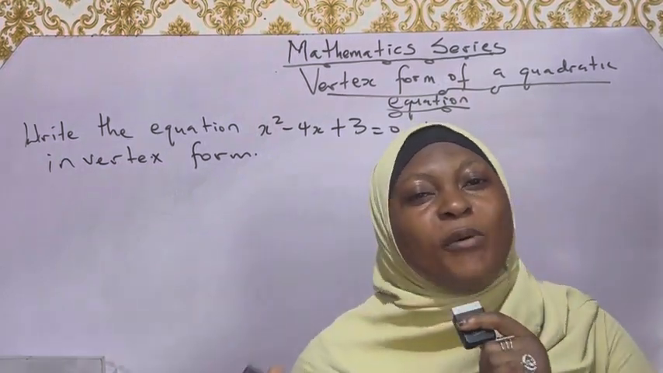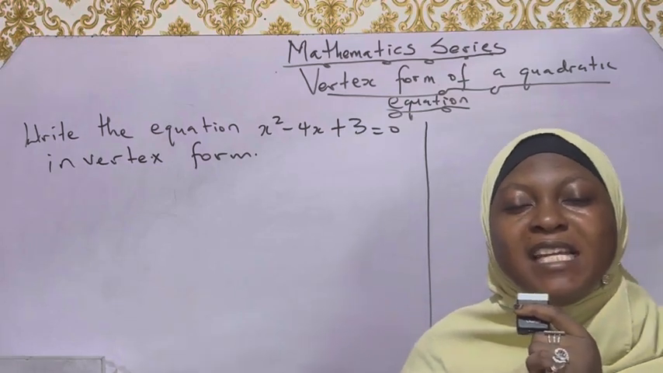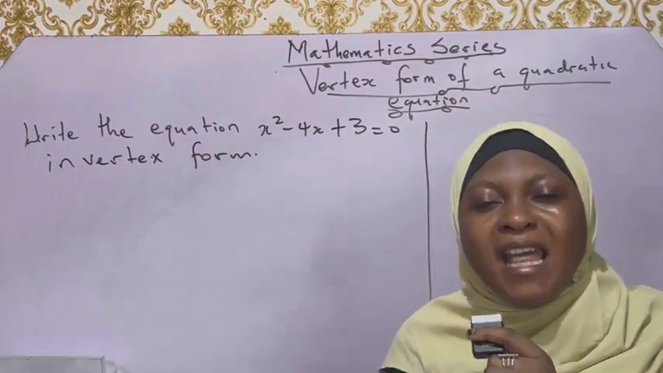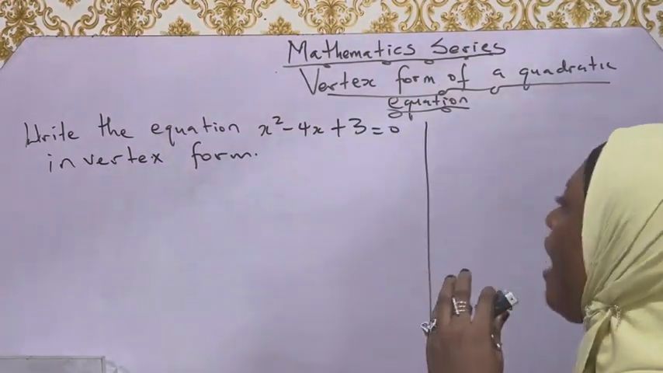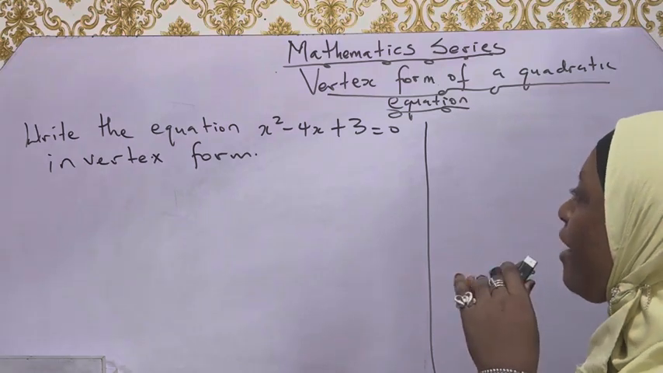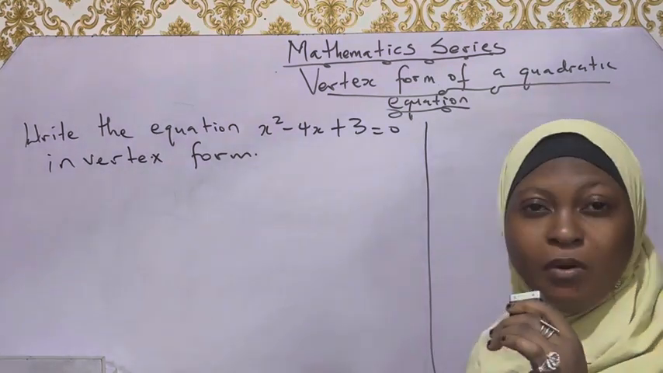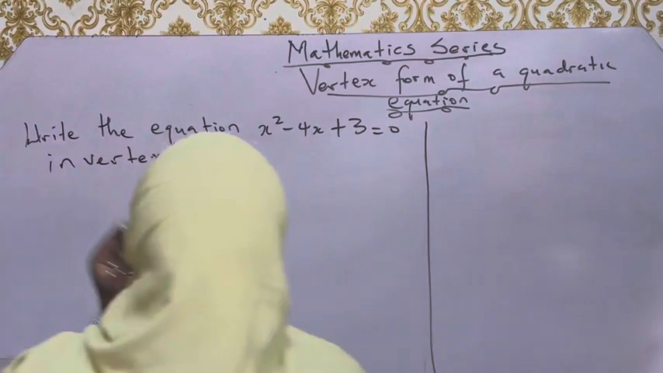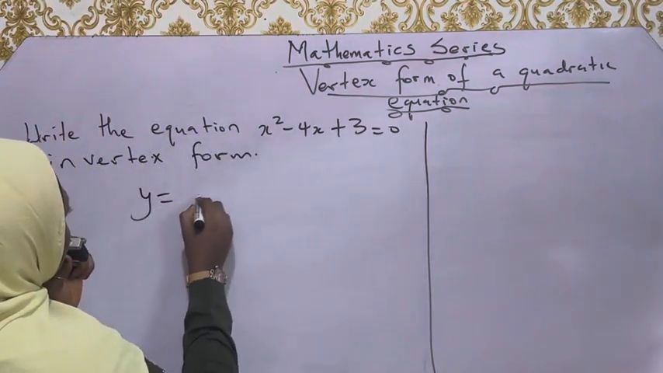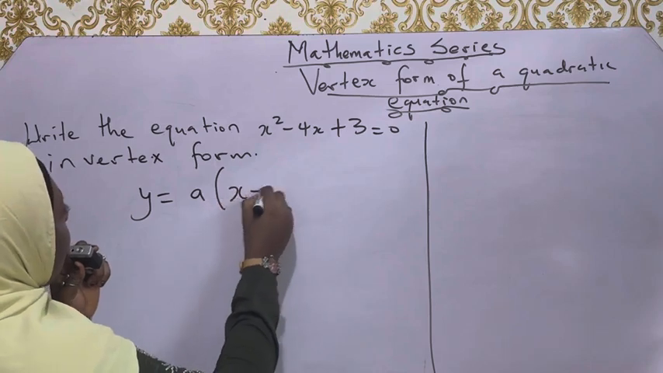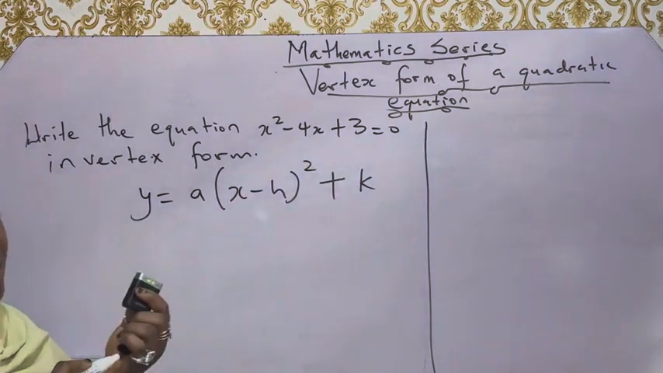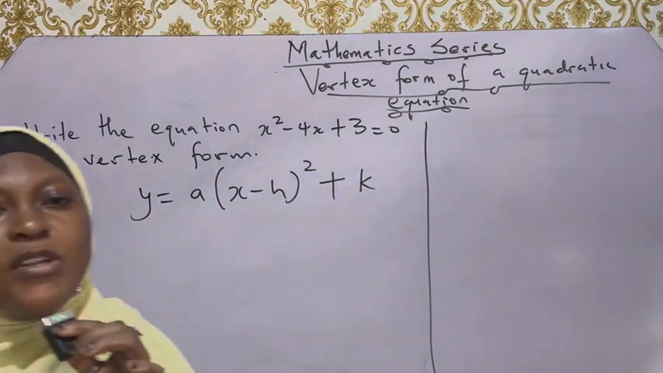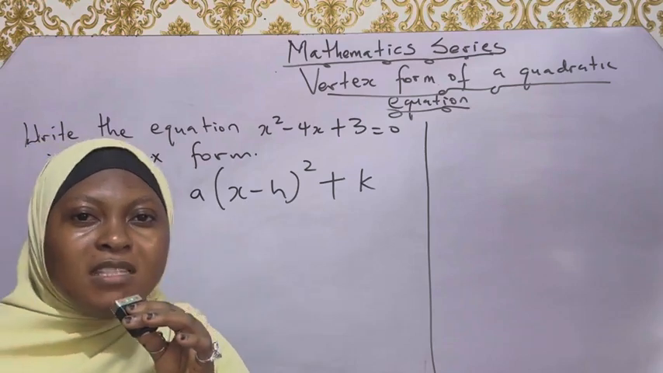In today's class, we are going to be taking an example on writing a quadratic equation in the vertex form. Let's take a look at what we have on the board. So we have: write the equation x squared minus 4x plus 3 in vertex form. Now, remember that the vertex form is y equals a(x minus h) squared plus k. Now, it means that in order to write the equation in vertex form, we must write what?